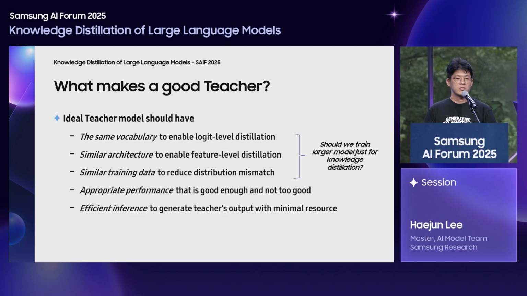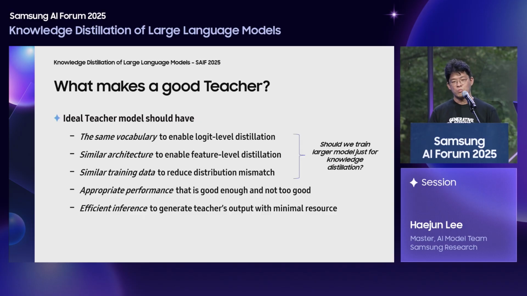So let me now talk about the teacher model. Selecting the best teacher model is really critical for knowledge distillation. If you only want to create small models, you might still need a large teacher model which requires a lot of resources for training. But logit distillation or feature level distillation requires that teacher and student have the same vocabulary and similar architecture, and the training data should also be similar to make the distillation most effective.